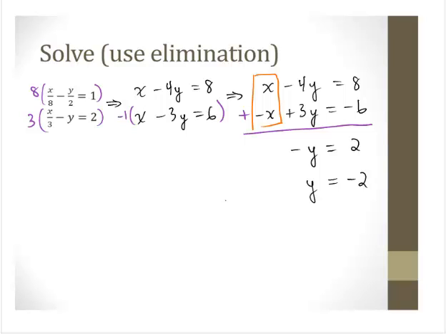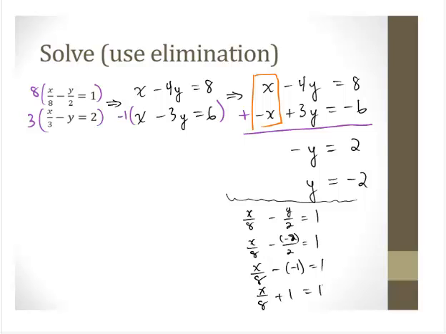Now I'll go back into one of the original equations. I'll use the first equation. So using x over 8 minus y over 2 equals 1, then x over 8 minus negative 2 over 2 is 1. So x over 8 minus negative 1 is 1. x over 8 plus 1 is 1. x over 8 is 0, and so that implies that x is 0.